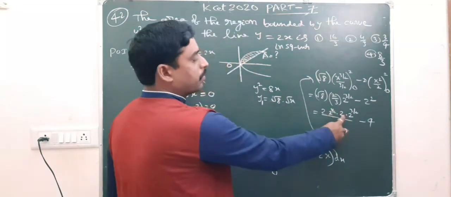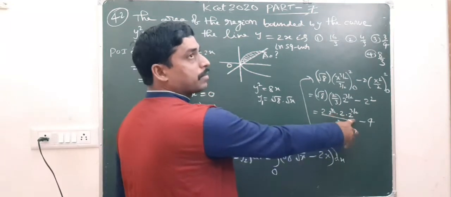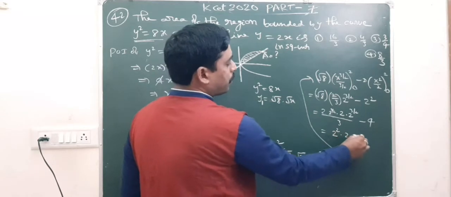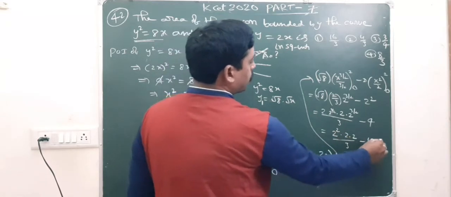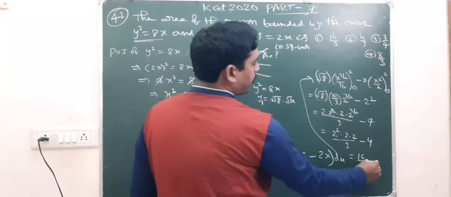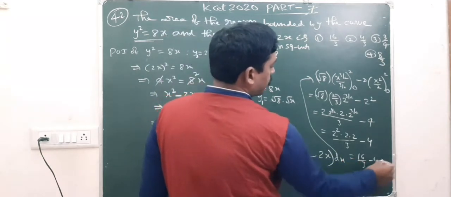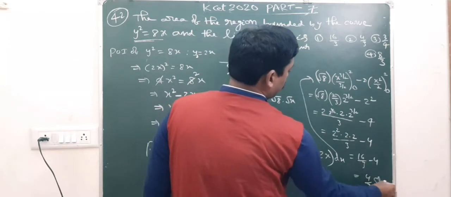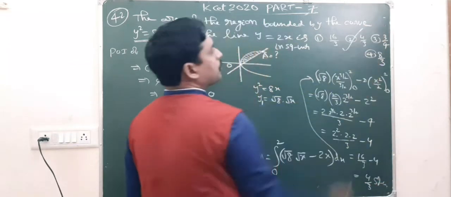So 2 2 is 4. 2 power 1 by 2, 2 power 3 by 2, 2 power 4 by 2. 2 power 4 by 2 value is 2 square. 2 into 2 by 3 minus 4. So this is 16. 16 by 3 minus 4. This is equal to 4 by 3 answer. 4 by 3 square units. So option 2 correct.